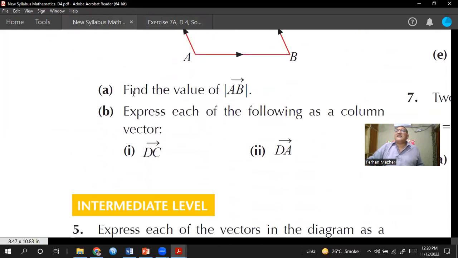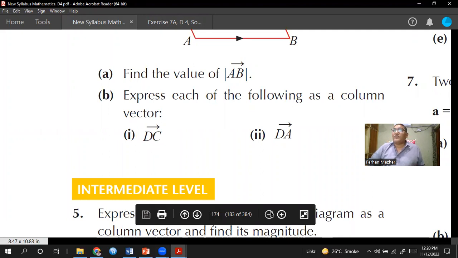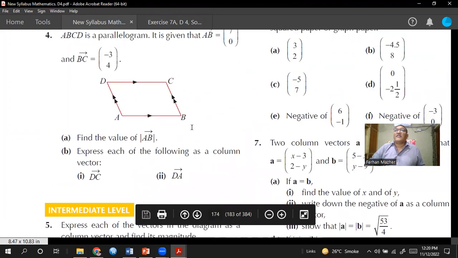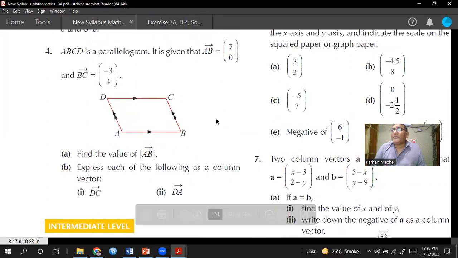In the B part, he says, express each of the following as a column vector. They are asking us two questions. They want me to represent DC in the column vector form, and they want me the DA. Remember, in the parallelogram, the opposite sides are equal in the vector form.